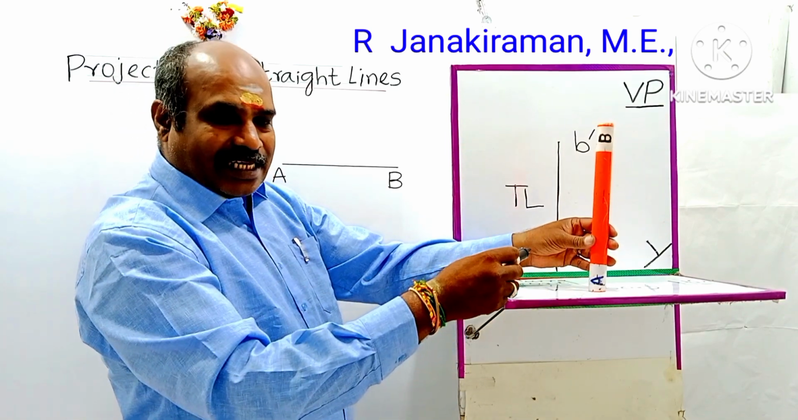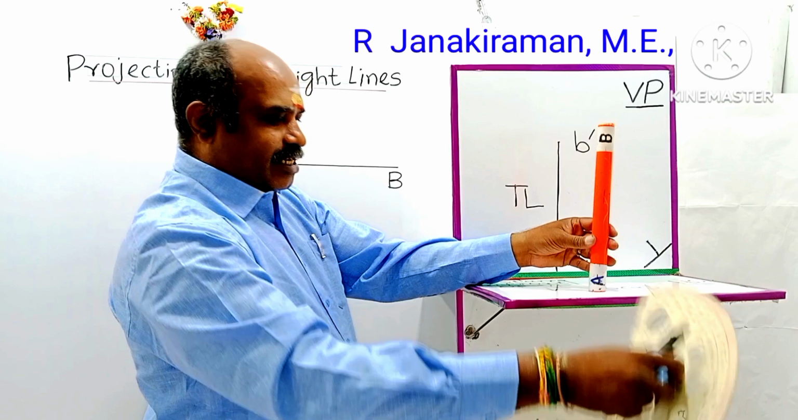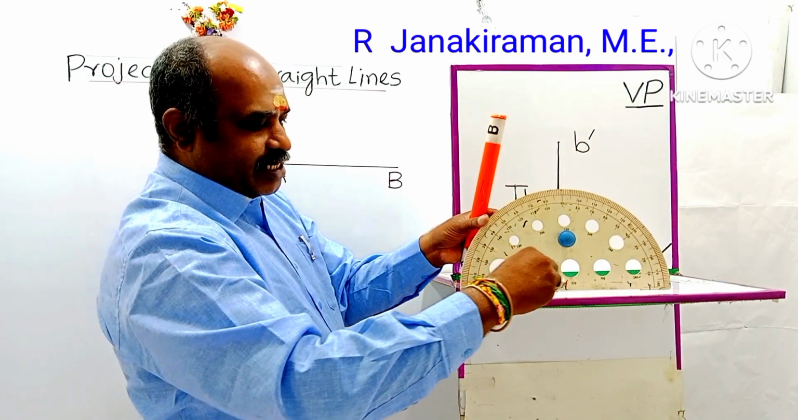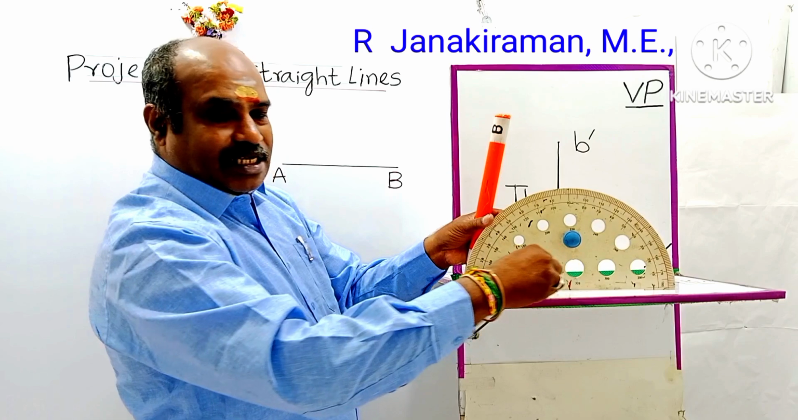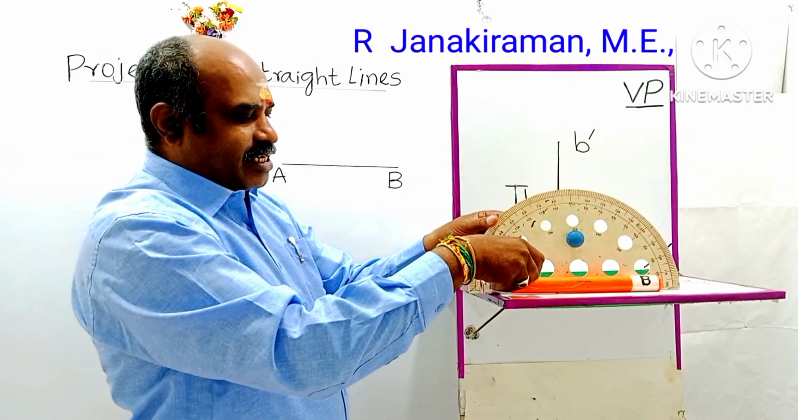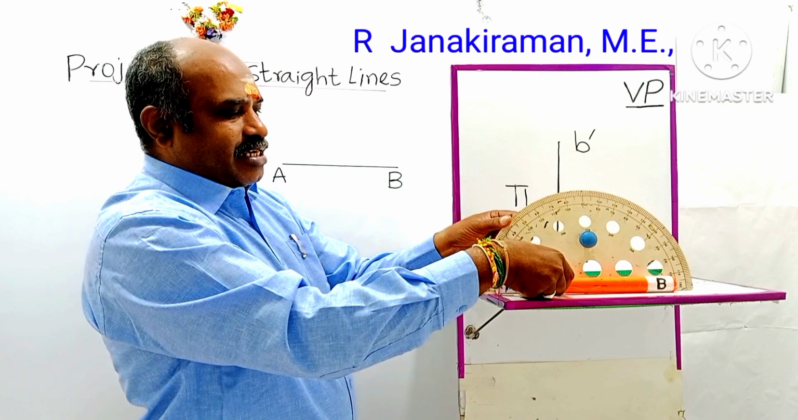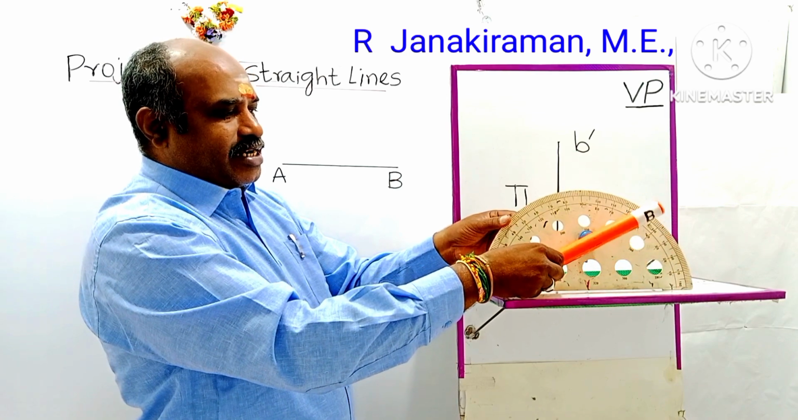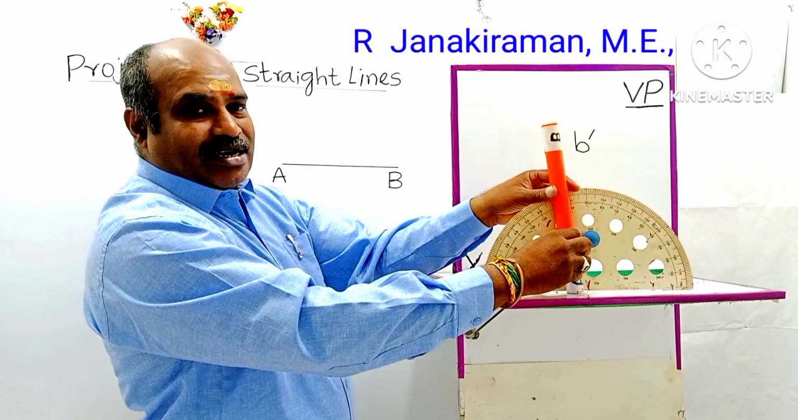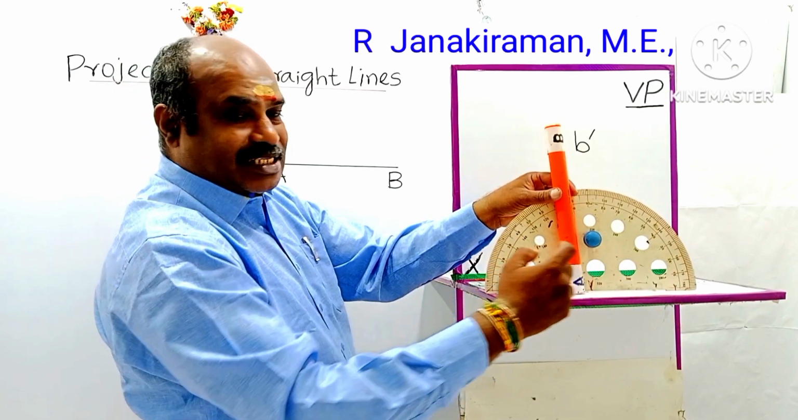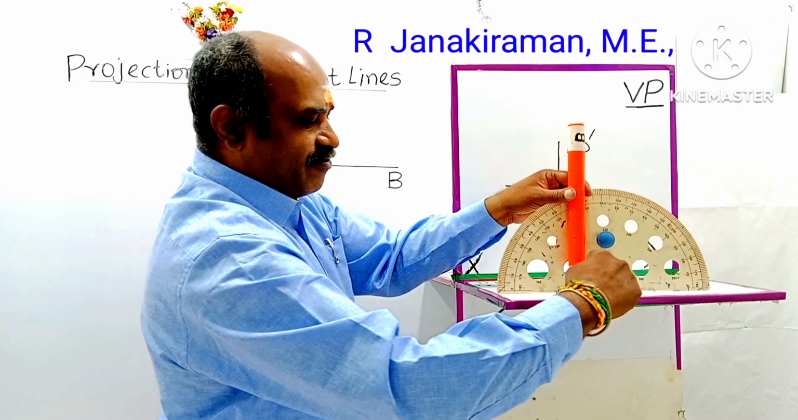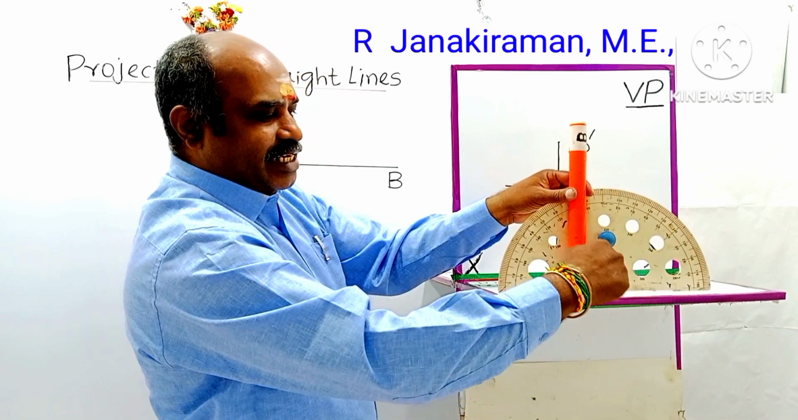Perpendicular means 90 degrees. Take the protractor. This horizontal line in the protractor represents 0 degrees, that is, it lies on HP. When I turn the straight line 10 degrees, 20, 30, 40, 50, at one stage you will get 90 degrees. 90 degrees will be vertical with the horizontal plane. So the angle subtended by the straight line AB with the horizontal plane is 90 degrees.